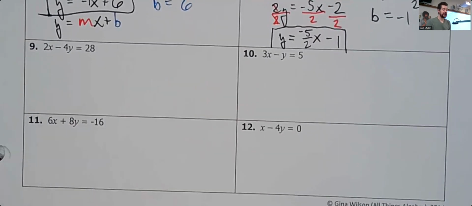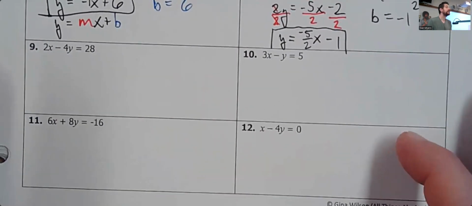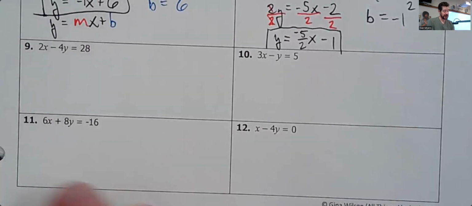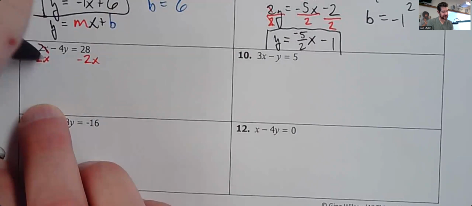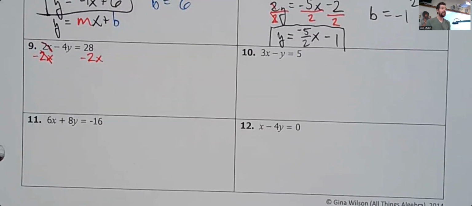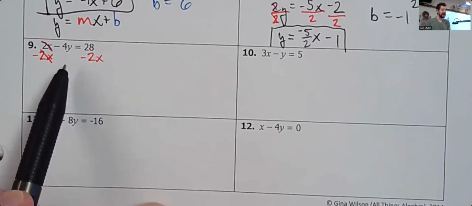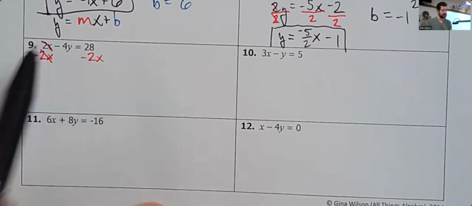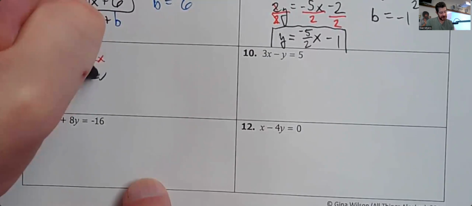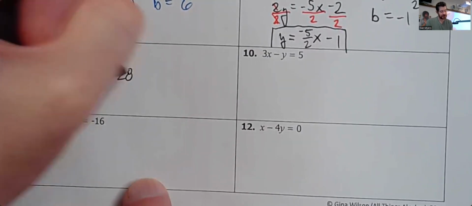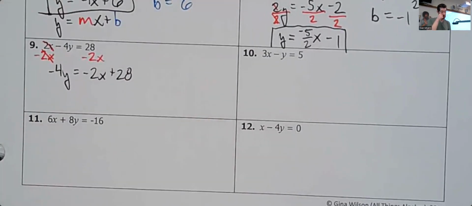What are we going to do first on number 9? Subtract the 2x, yeah. Always get rid of the term with x first from the left, and so this means subtract it. The 4, by the way, over here on the left has a negative in front of it, so we need to keep that negative there. So this will be negative 4y equals negative 2x, and that is a positive 28 on the right, so we're going to write plus 28.